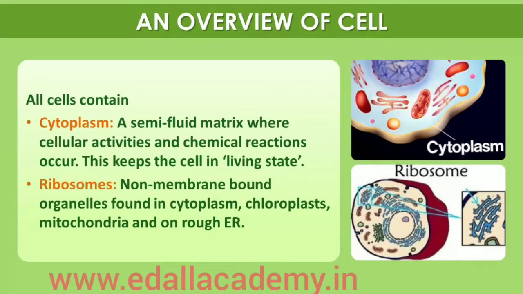Ribosomes are non-membrane-bound organelles found in all cells, both eukaryotic as well as prokaryotic. Within the cell, ribosomes are found not only in the cytoplasm but also within the two organelles, chloroplasts in plants, and mitochondria, and on rough ER. Animal cells contain another non-membrane-bound organelle called centriole which helps in cell division.